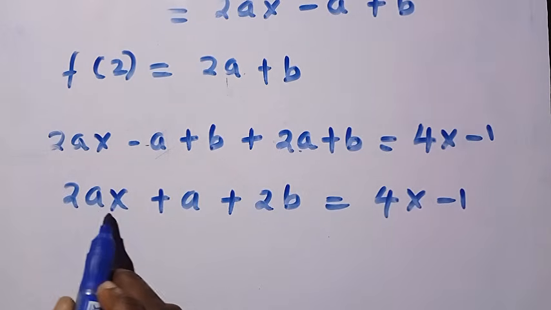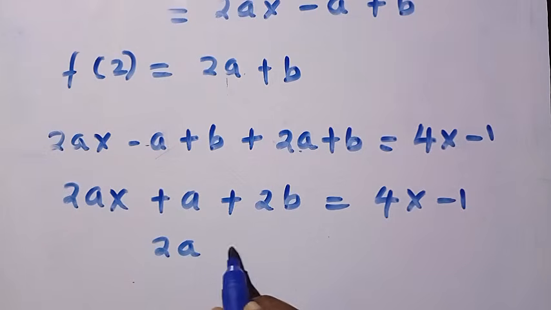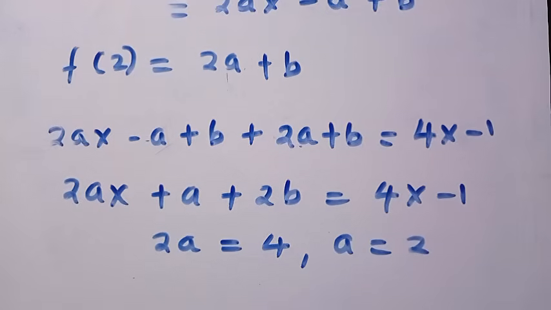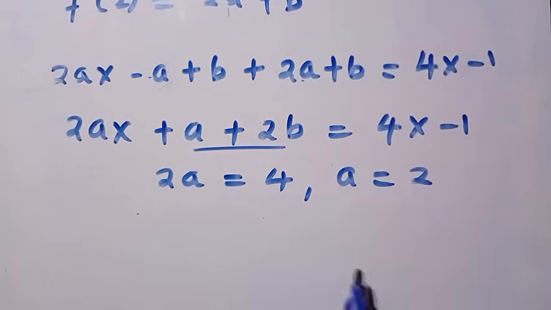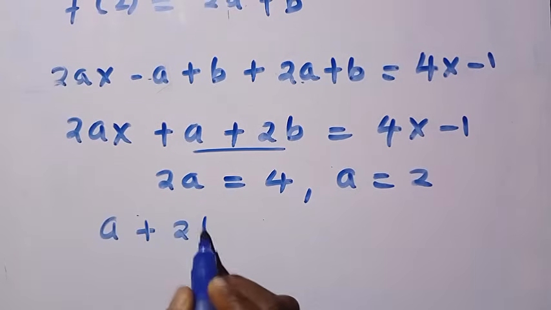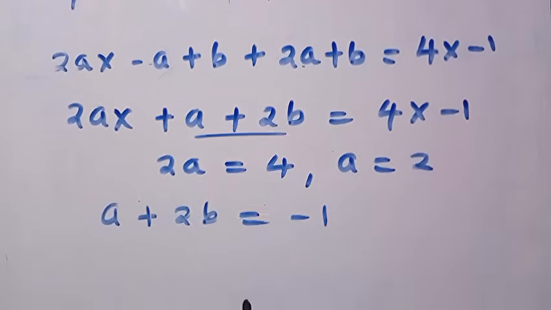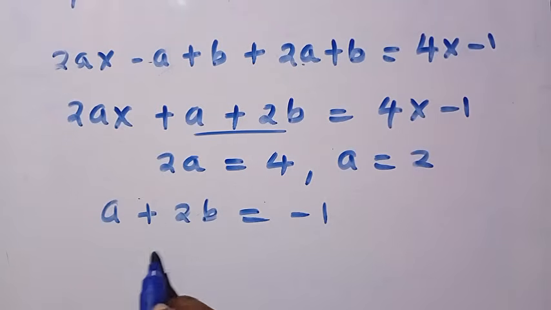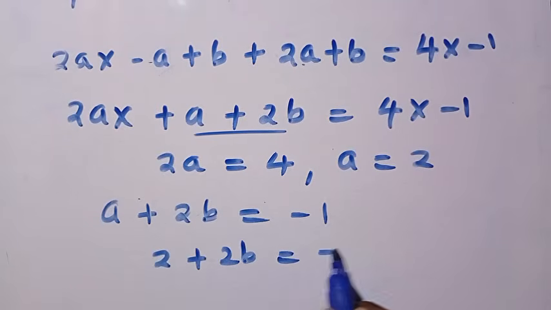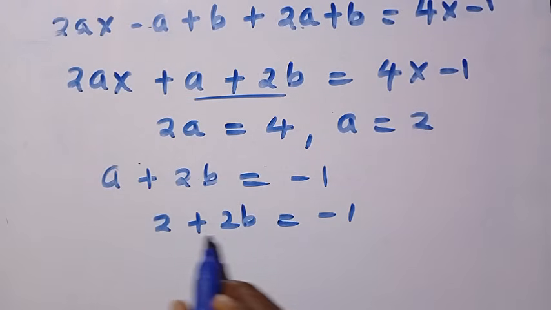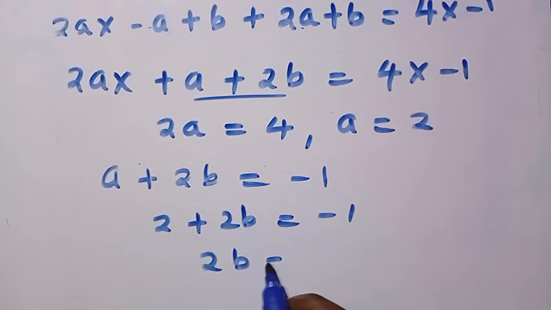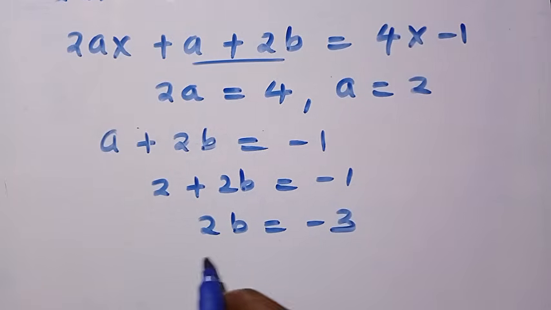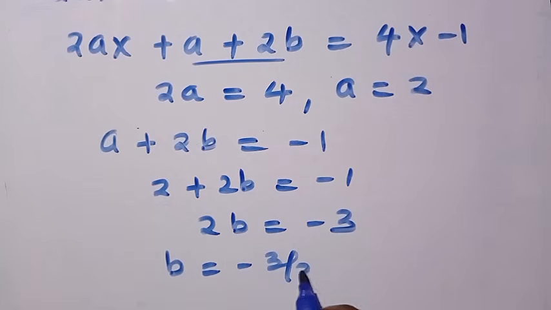Comparing this, the x terms show that 2a equals 4 and a equals 2. Again, for the constants, which equal minus 1, by adding a plus 2b, this equals minus 1. And a is given as 2, so 2 plus 2b equals minus 1. Making 2b the subject and transferring this 2 here, we are going to have 2b equals minus 3. Therefore, b equals minus 3 over 2.